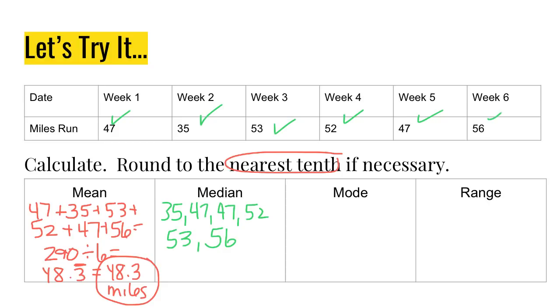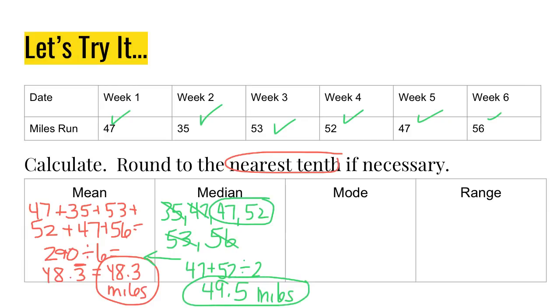And now we're just going to do this. One off the front, one off the back. One off the front, one off the back. Now remember, I said if you had two in the middle, you have to find what's exactly between them. If you're not sure what's exactly between them, you could find the mean of them. You could take 47 plus 52 and divide that in half. So either you can just look at it and know what's in the middle, or you can average those two middle numbers. But the median is going to end up to be 49.5 miles. That is the middle of our data.